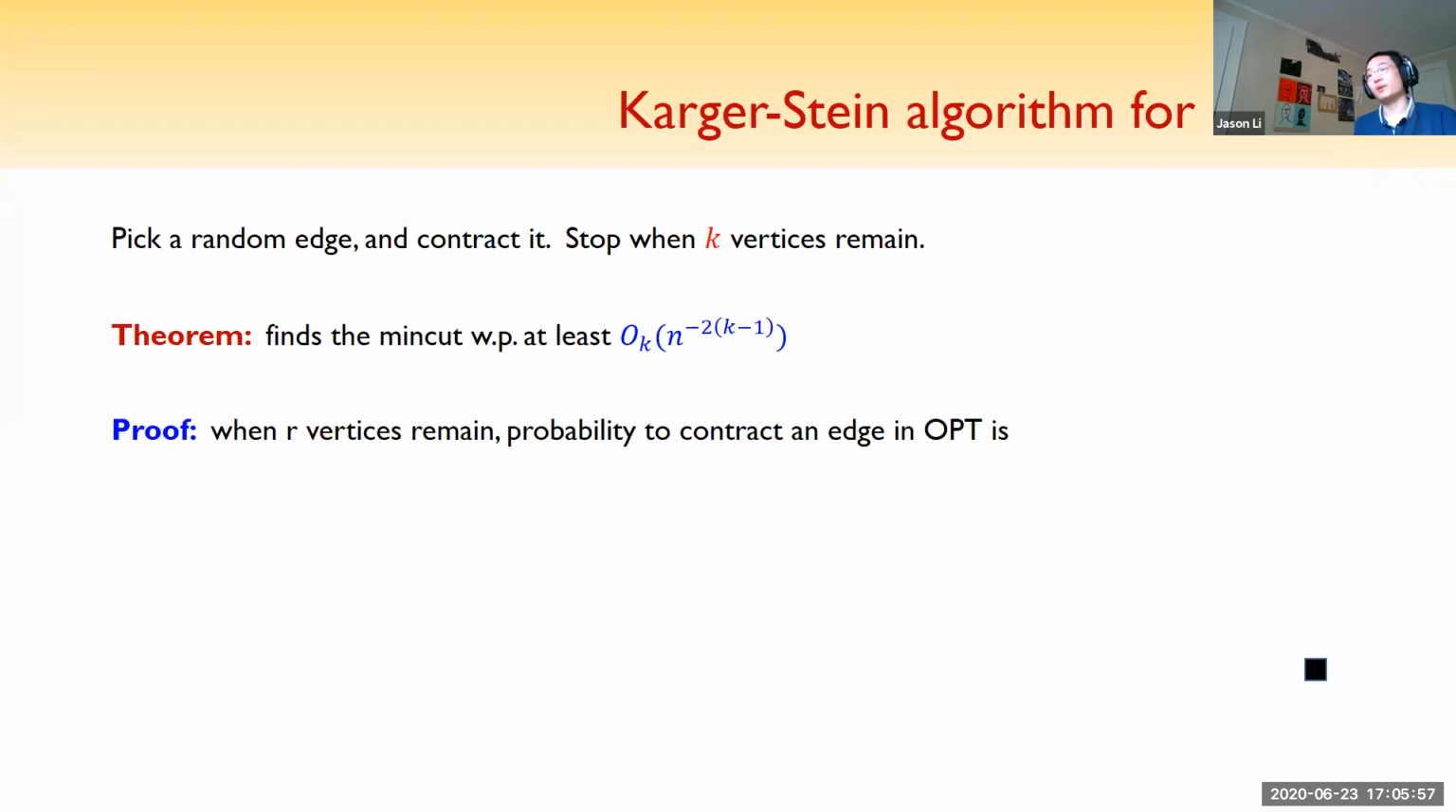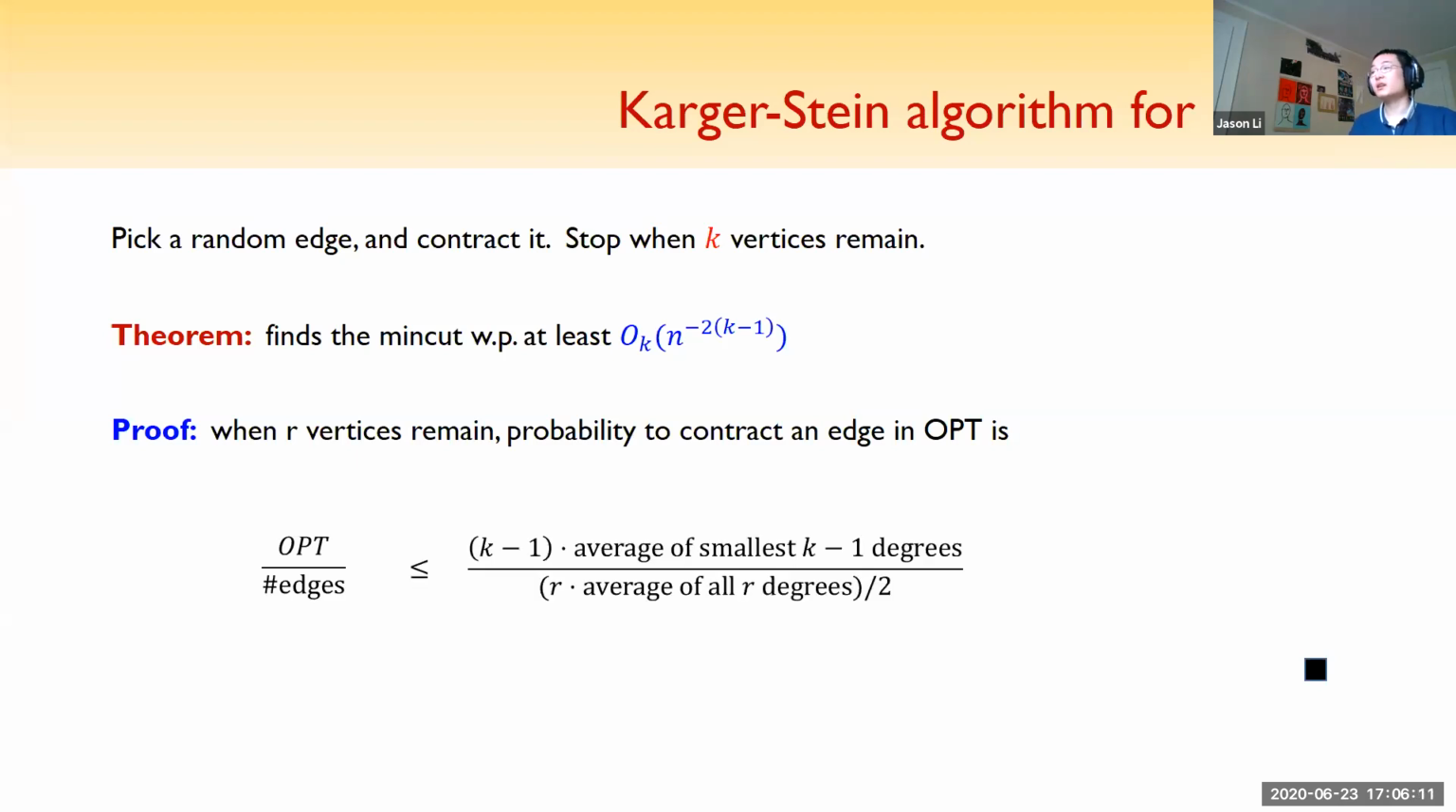So when r vertices remain, for some r from n down to k, the probability that we fail, the probability that we contract an edge in opt, is exactly opt over the number of edges remaining. First, I claim the numerator opt is at most the numerator here.